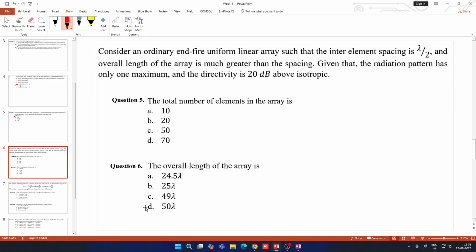So for questions 5 and 6, the data is the same, it's common here. Consider an ordinary end-fire uniform linear array such that the inter-element spacing is lambda by 2 and the overall length of the array is much greater than the spacing. Given that the radiation pattern has only one maximum and the directivity is 20 dB above isotropic, that means its directivity is 20 decibels.